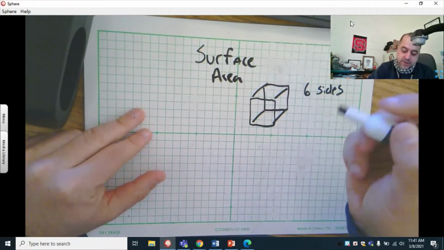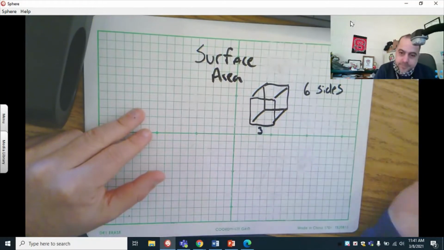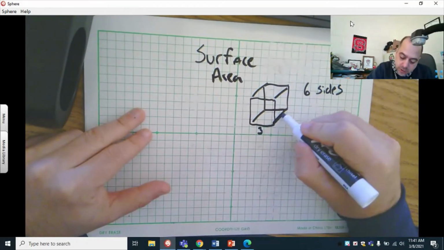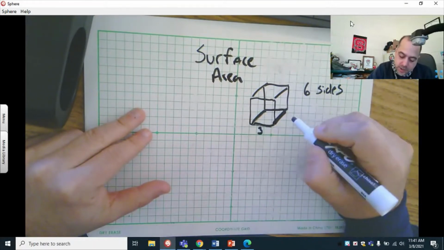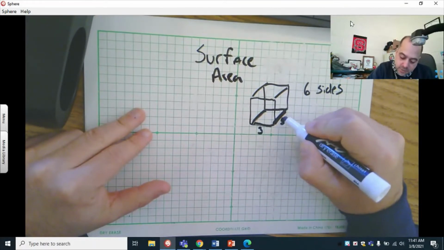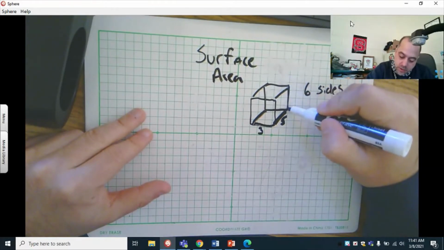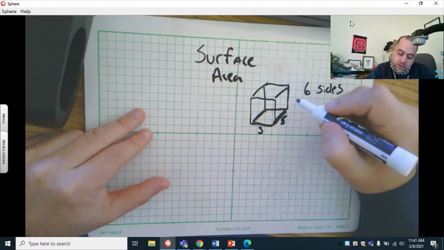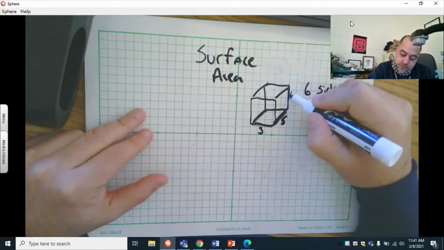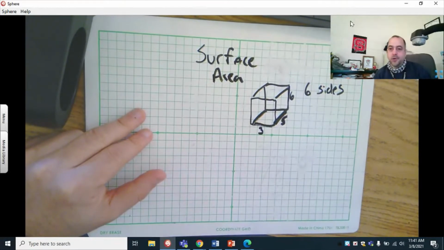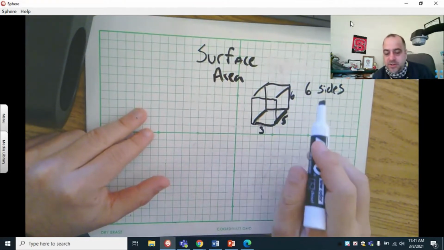So let's look at something like this. Let's say that this is 3 and this looks a little longer. We'll call this a rectangle, right? So we'll call this 5, 3, 5, and then we'll call this line going up here 6. Okay, so now we're gonna find the surface area. We have to find the area of all 6 sides.